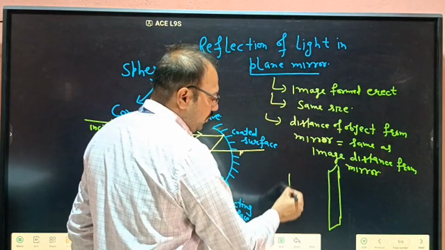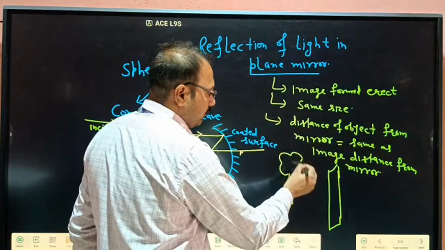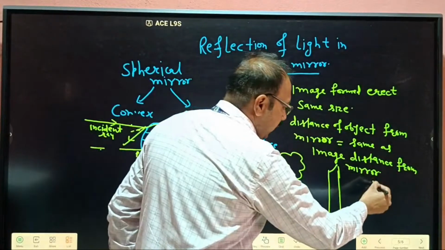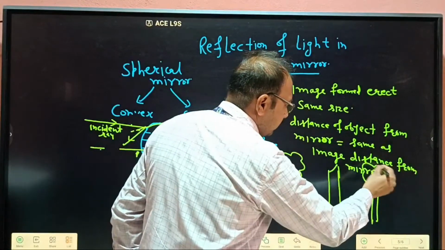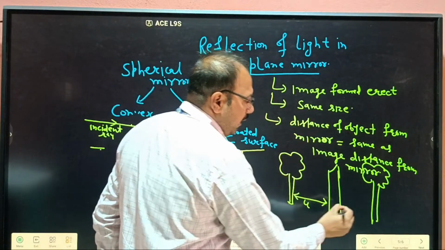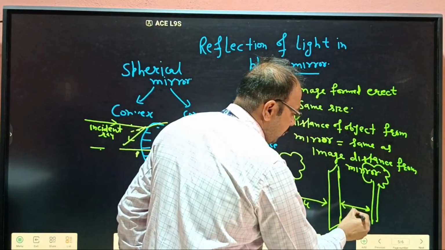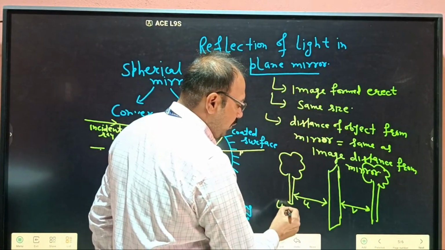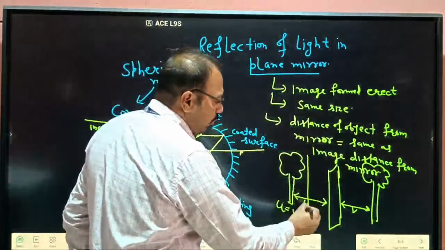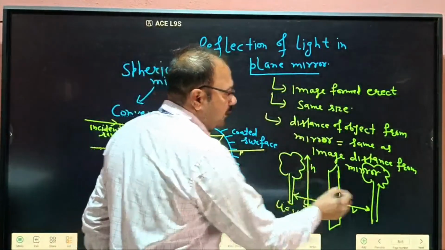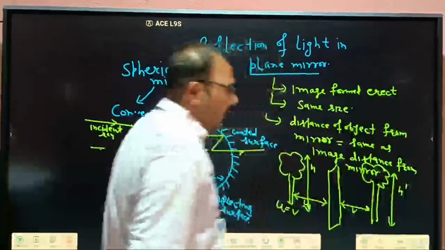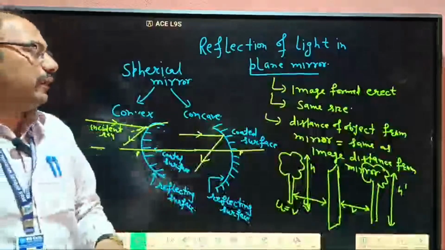So here this is an object. This object is seen behind the mirror here. This is the object distance u and this is the image distance v. So here u is equal to v. And second thing, this is the height of the object h. This is also the same, so h dash. And the image is virtual and erect.